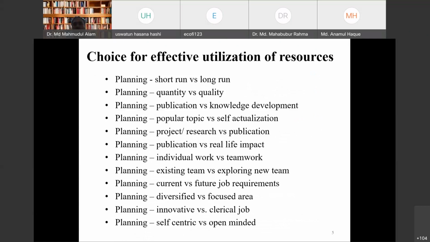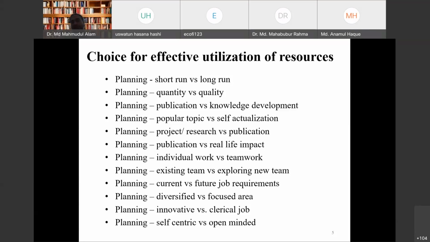And then comes the effective utilization of resources. If we know the resources, then it comes down to how we can utilize them properly. In that case, we have a choice. This choice actually drives our resource utilization. We need to make a plan for many issues. Suppose in some cases we look at short run and long run issues. Mostly we are running for the short run and we try to survive, because publication is a survival tool for us. And we publish just to get the basic promotion, KPI, and very basic requirements.